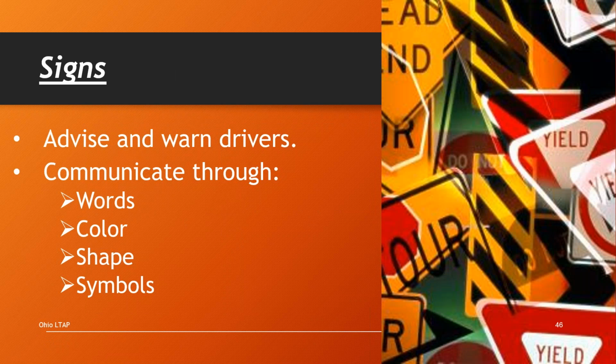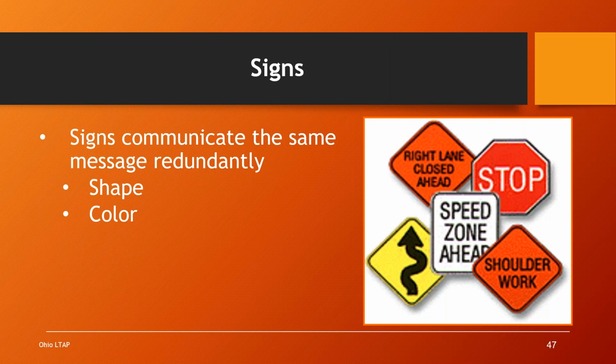So let's first talk about our signage. What do they do for us? Well, they advise and warn drivers. They're placed in the advanced warning area of our work zones. And they have 4 ways that they communicate to the motorists through their words, color, shape, and symbols. And they communicate the same message redundantly through their shape and color.